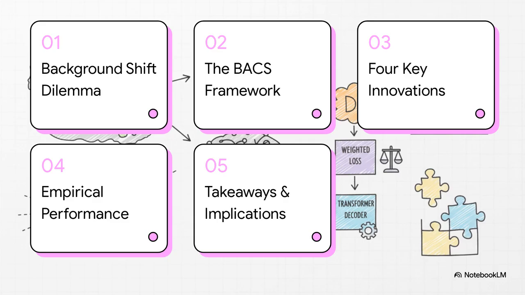So here's how we're going to break it down. First, we'll get a handle on the core issue, this background shift dilemma. Then we'll unpack the BACS framework and its 4 big ideas. After that, we'll check out the numbers to see if it actually works. And finally, we'll talk about what it all means.